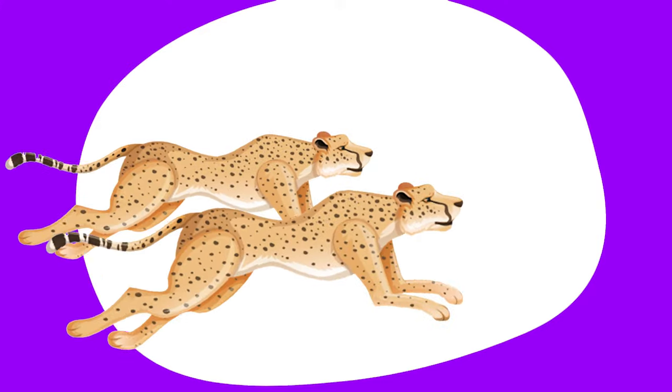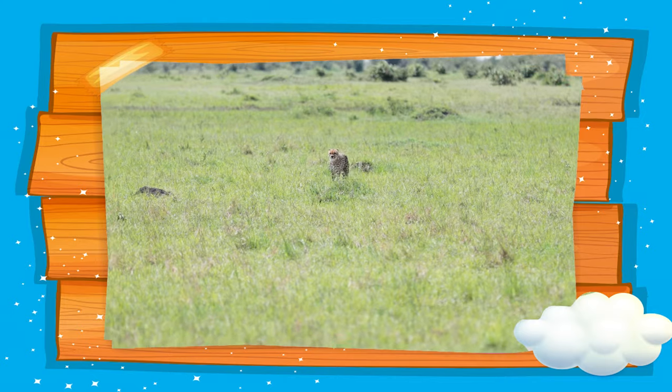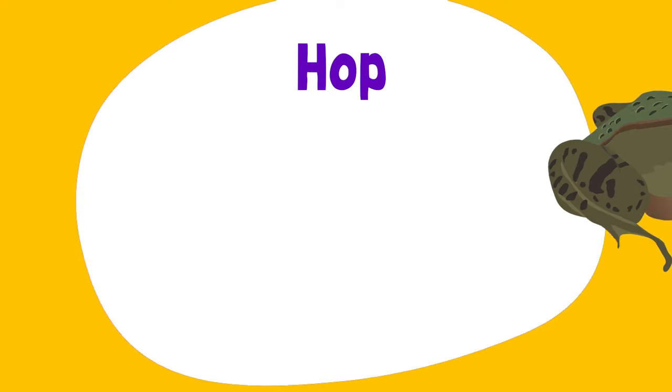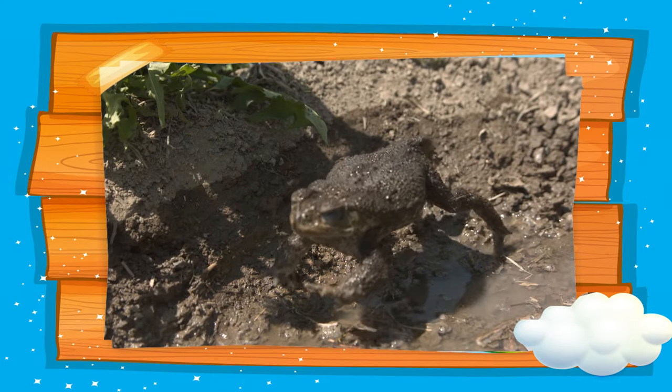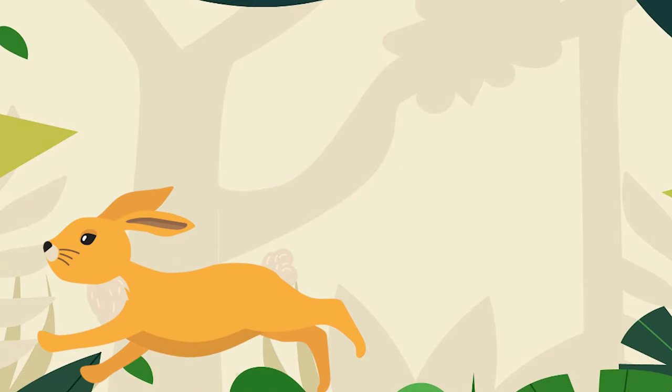Some animals run. Cheetahs are one of the fastest animals in the world. Some animals hop. Frogs hop from one place to another. Rabbits also hop when they move.